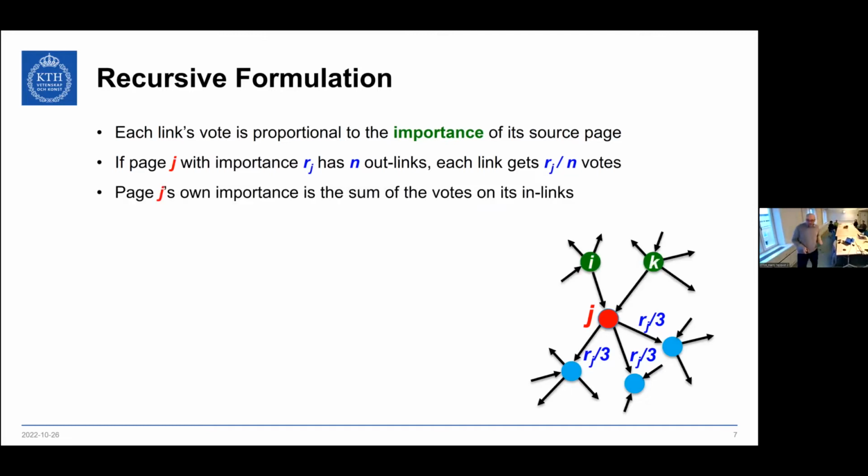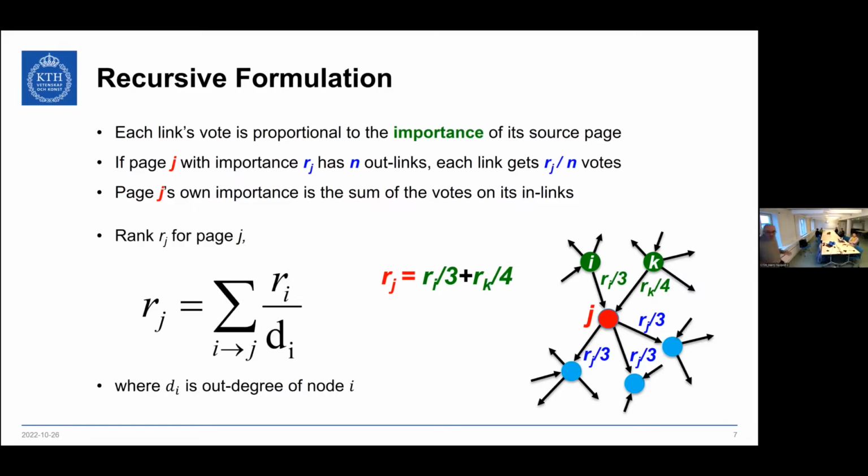And similarly, J's rank will be determined by the incoming links from its own in-neighbors. Right? So if this node i had 3 outgoing links, because we only talk about how we send out the outgoing links, then it would give to J its own rank divided by 3, while this one would give only a fourth because it has 4 outgoing links. So it's in a sense easy peasy.